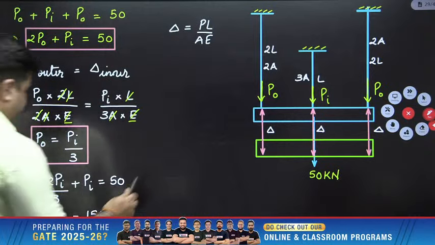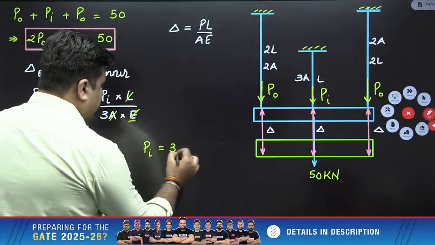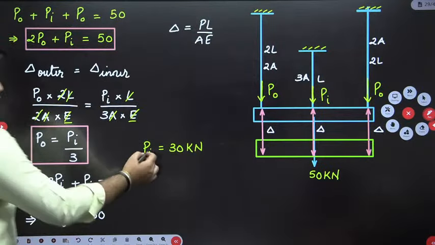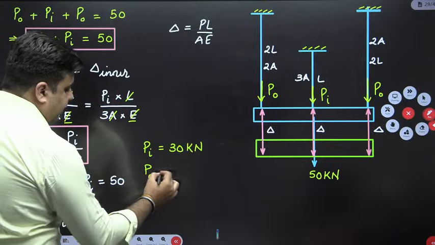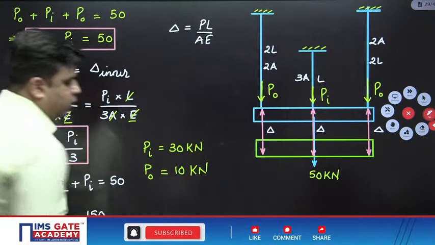So what is the value of Pi? Pi will be equal to 30 kilonewton. Means force in the inner middle bar is 30 kilonewton. So if force in the inner middle bar is 30, P naught will be 30 by 3. So that is equals to 10 kilonewton.